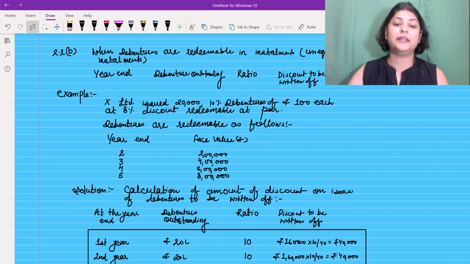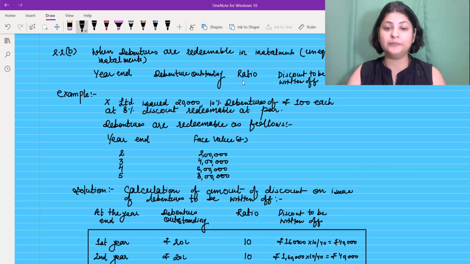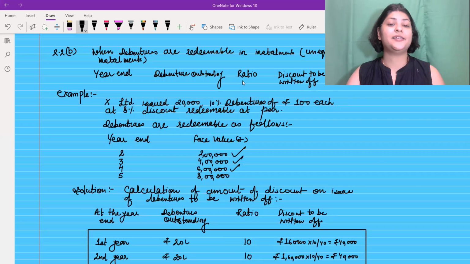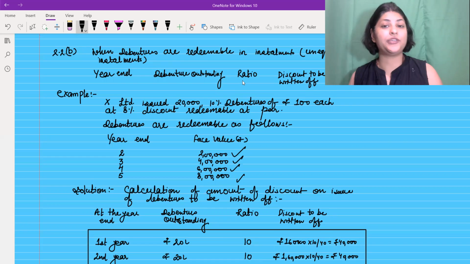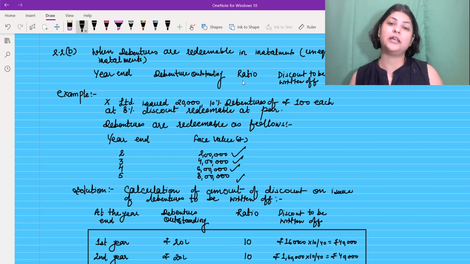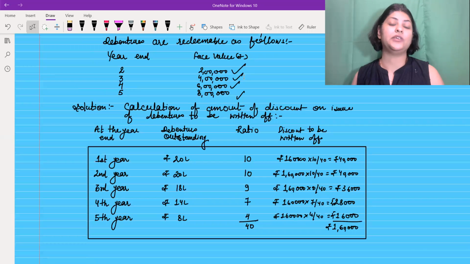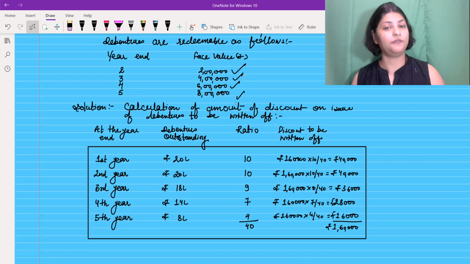In the first year, the redemption of debentures worth 2 lakh rupees is done. And next year, 4 lakh rupees debentures are redeemed. Then 6 lakh rupees debentures redeemed, and 8 lakh rupees debentures are redeemed. So here, the ratio is not equal. The debentures are redeemed in unequal installment. How are we going to deal? See, the same pattern has to be followed. At the year end, debenture outstanding ratio and discount to be written off. All the headings are the same. We have written at the end of first year, second year, third year, fourth year, and fifth year.